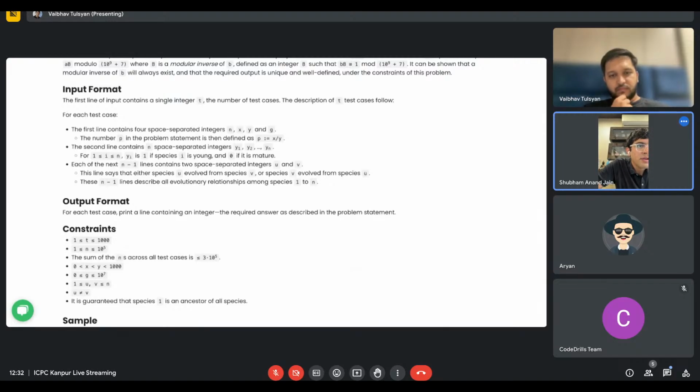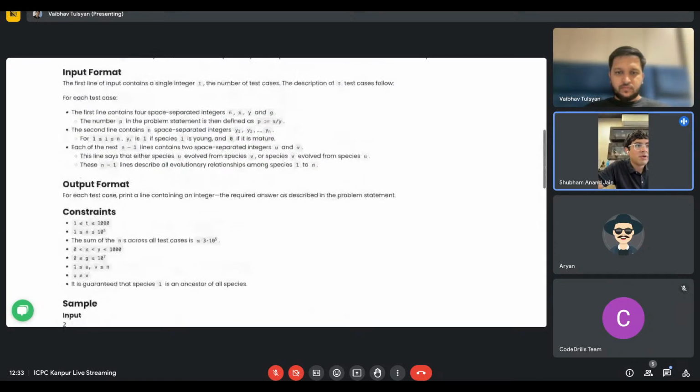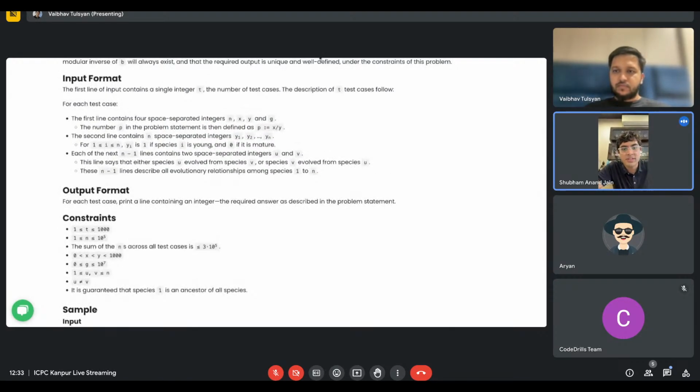And then we have n minus 1 edges, which, as Aryan said, kind of points to the idea of a tree, because n minus 1 is the number of edges in a tree. And this says either species U evolved from species V or V evolved from U. I see. So at the very start, when we said that each of these species evolved from an older species, we mean a single older species. Right.